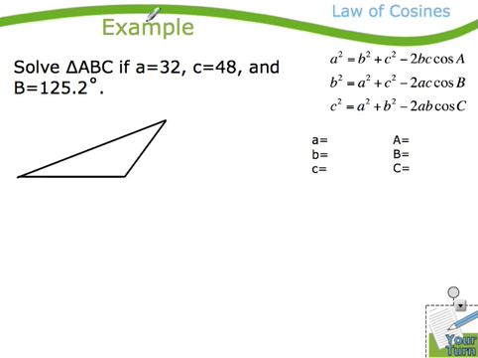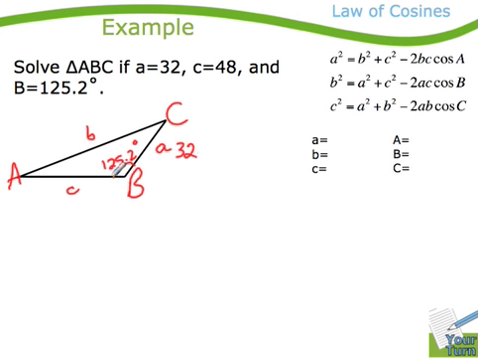Let's try a couple. Solve triangle ABC. If A is 32, okay, let's write these in. Angle B is 125.2 degrees. And so this is angle B, so this has to be side b. Side a is 32, side c is 48. 32 looks like the shorter one. We'll call this one side a, so that makes this angle A. And then this would be side c, making that angle C. Side a, they say, is 32, and side c, they say, is 48. Let's write all this stuff over here.